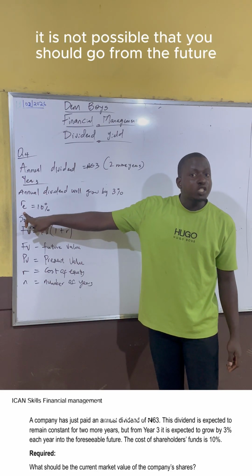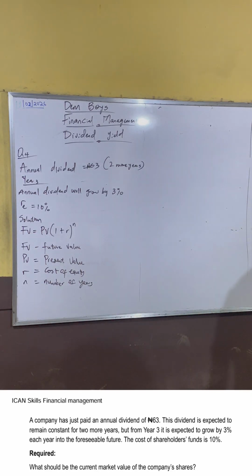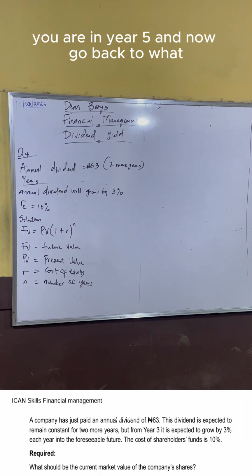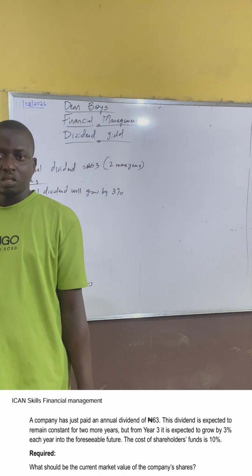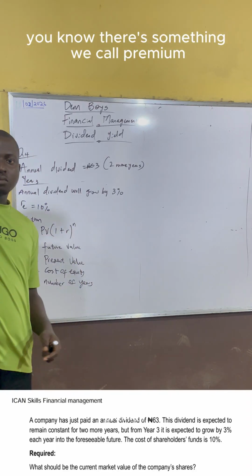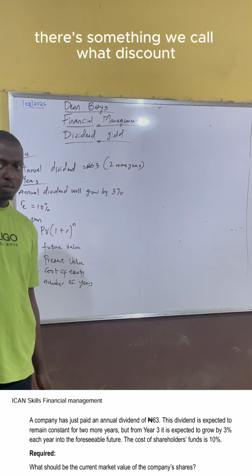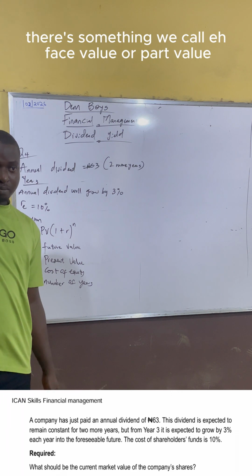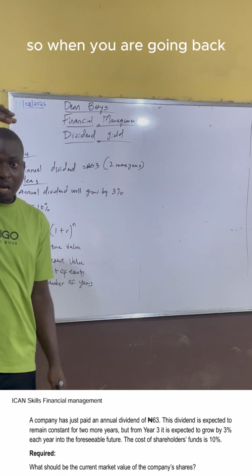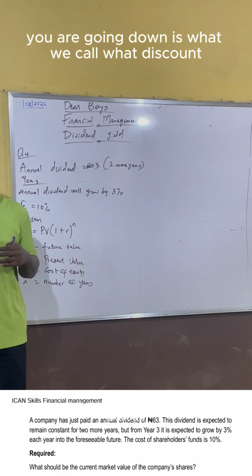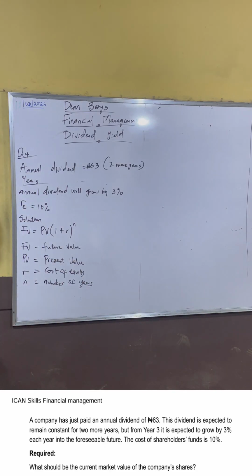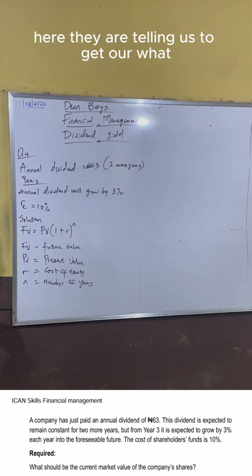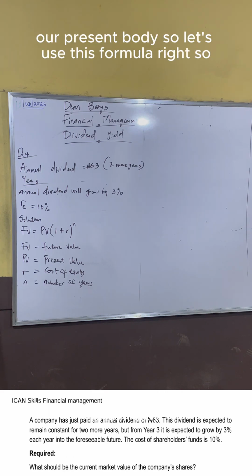But it is not possible that you should go from the future. You are in year 5, then you go back to year 1. That's what we call discounting. You know there's something we call premium, and something we call discount. There's something we call face value. So when you are going back, you are going down, it's what we call discount. So now, here they are telling us to get our present value. So let's use this formula.